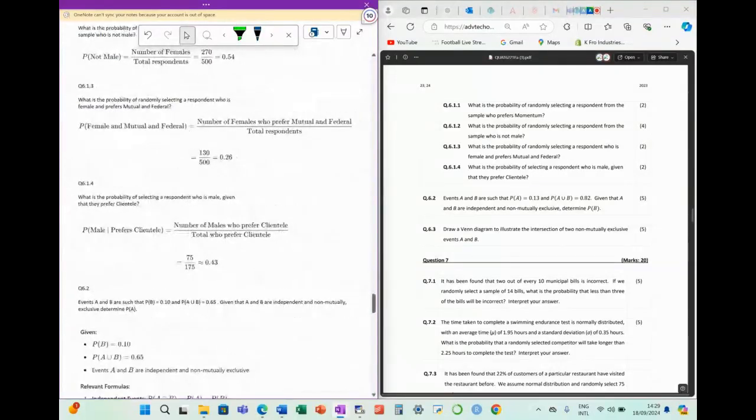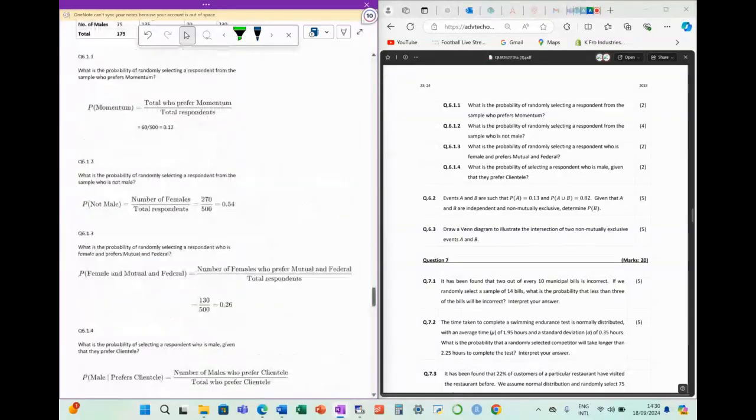Last one, at least in relation to the contingency table, they say, what is the probability of selecting a respondent who is male, given that they prefer Clientele? So here we know it's a conditional. So we know that the formula there is, what is the probability of A given B has occurred? So here we're saying number of male respondents who prefer Clientele divided by the total number of preferred Clientele respondents.